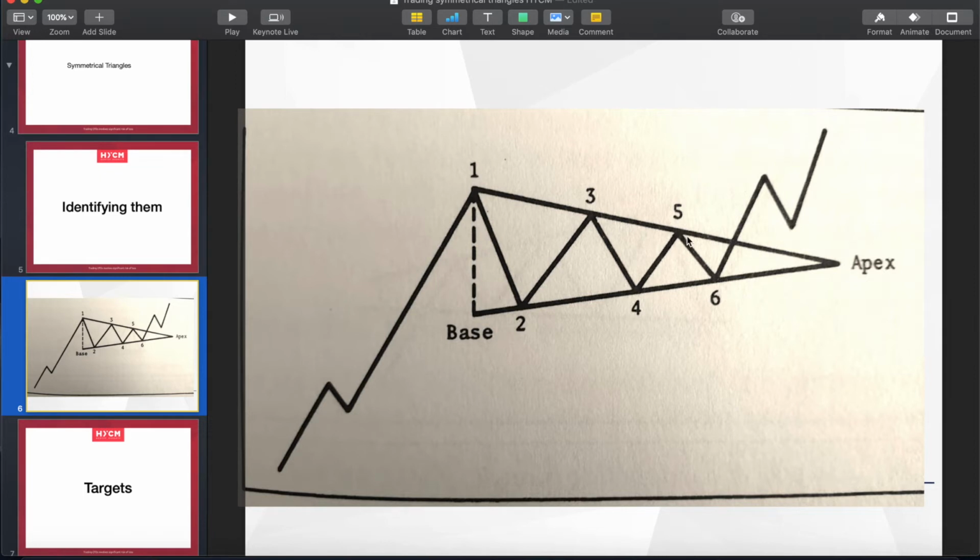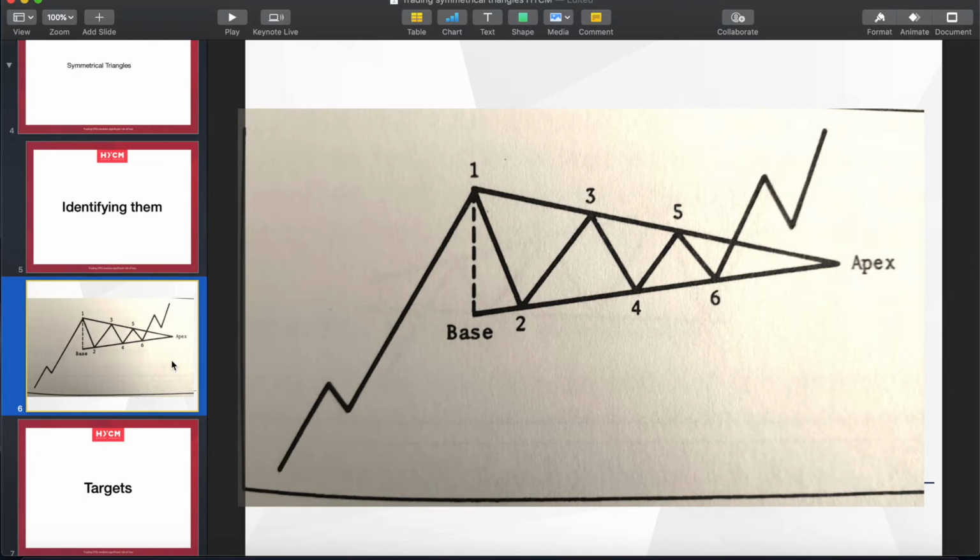Now, if you put 2 more in, often you will see symmetrical triangles that have 6, maybe even 8 touches. But the minimum you need is the 4 touches. And then you draw these 2 lines together, and where these 2 lines meet, that point is called the apex.